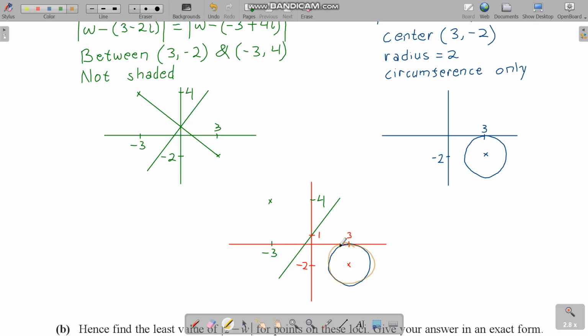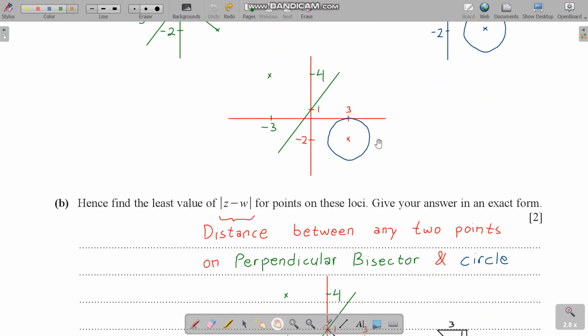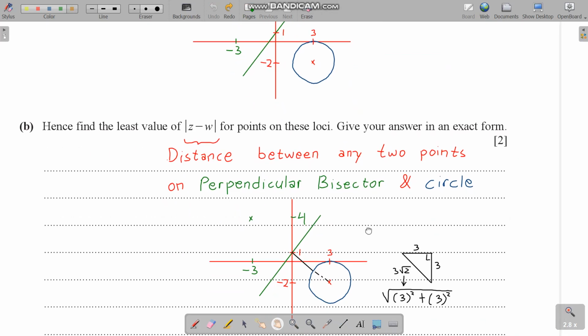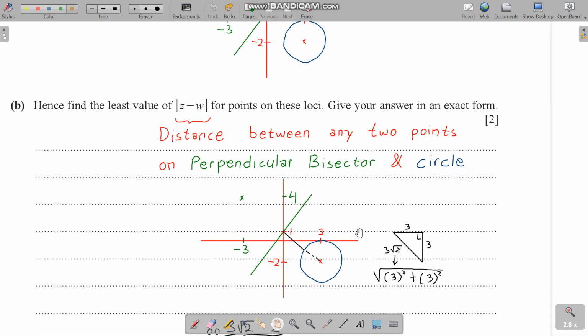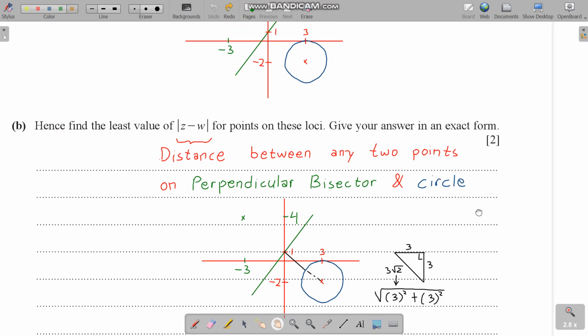the circle and the perpendicular bisector. So you don't need to draw this line. This is the perpendicular bisector line, and you have to label this point, and also label this y-intercept of the perpendicular bisector. Okay, and the next part, the least value of the modulus of z minus w for points on this loci, give your answer in exact form.